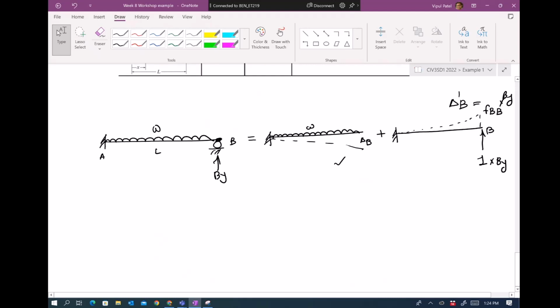So if I superposition these two figures, superposition means putting one on top of each other, I will get the original one. Do you agree with me? Here you have this load, here you have this. I put this one on top of this one, then I will get this. Do you agree? And I can say that delta B, which is going down, minus delta B plus delta B dash equal to 0. Do you agree with me, right?